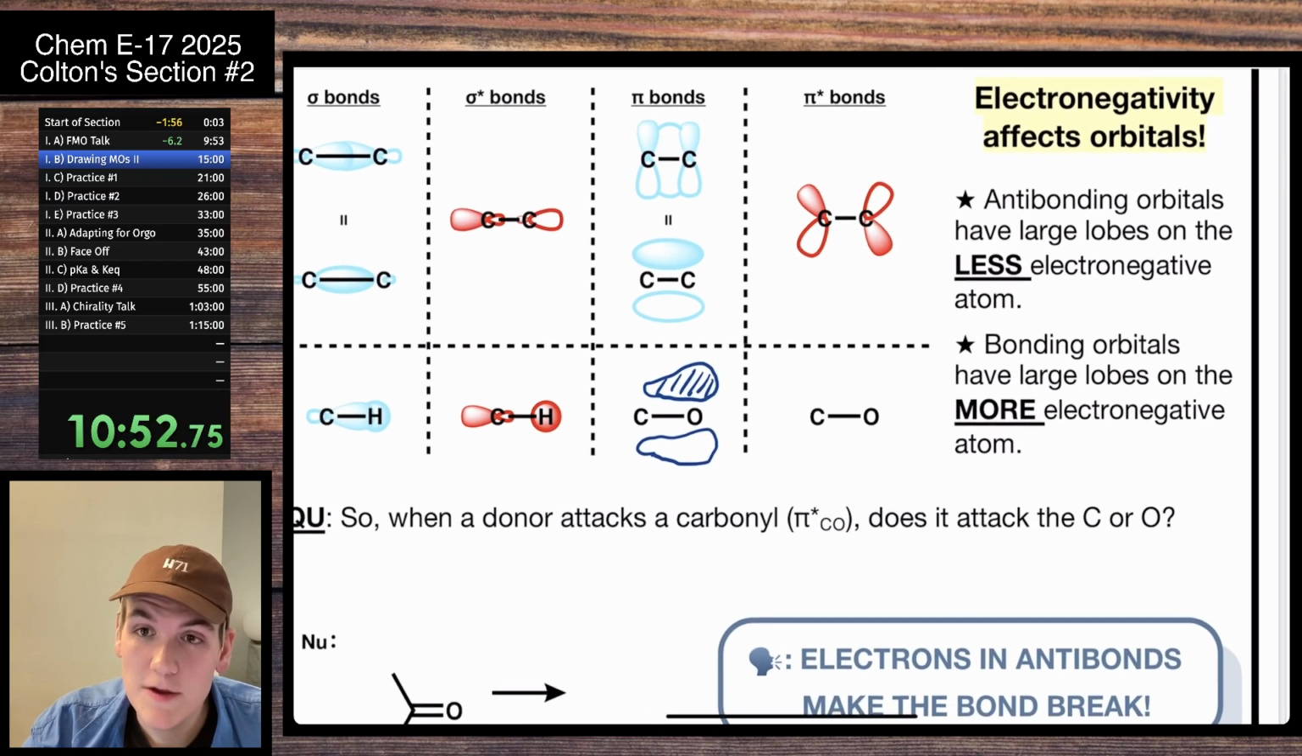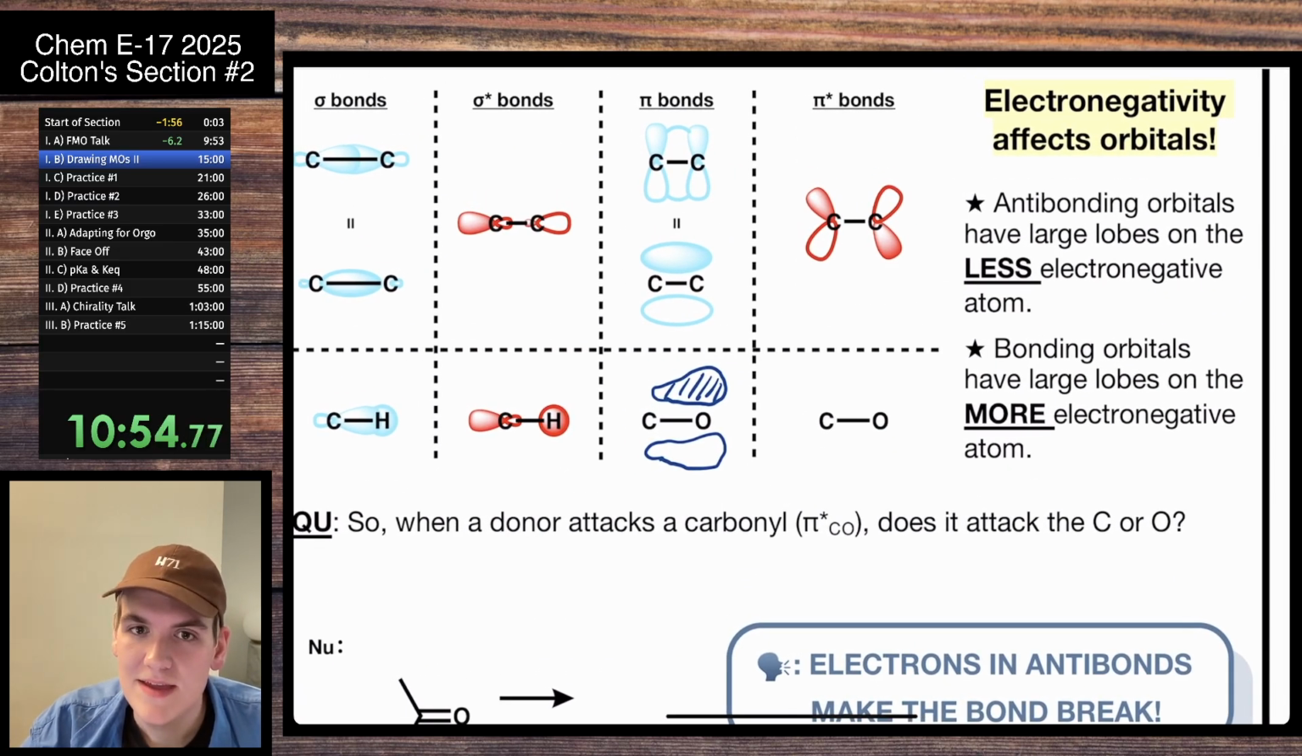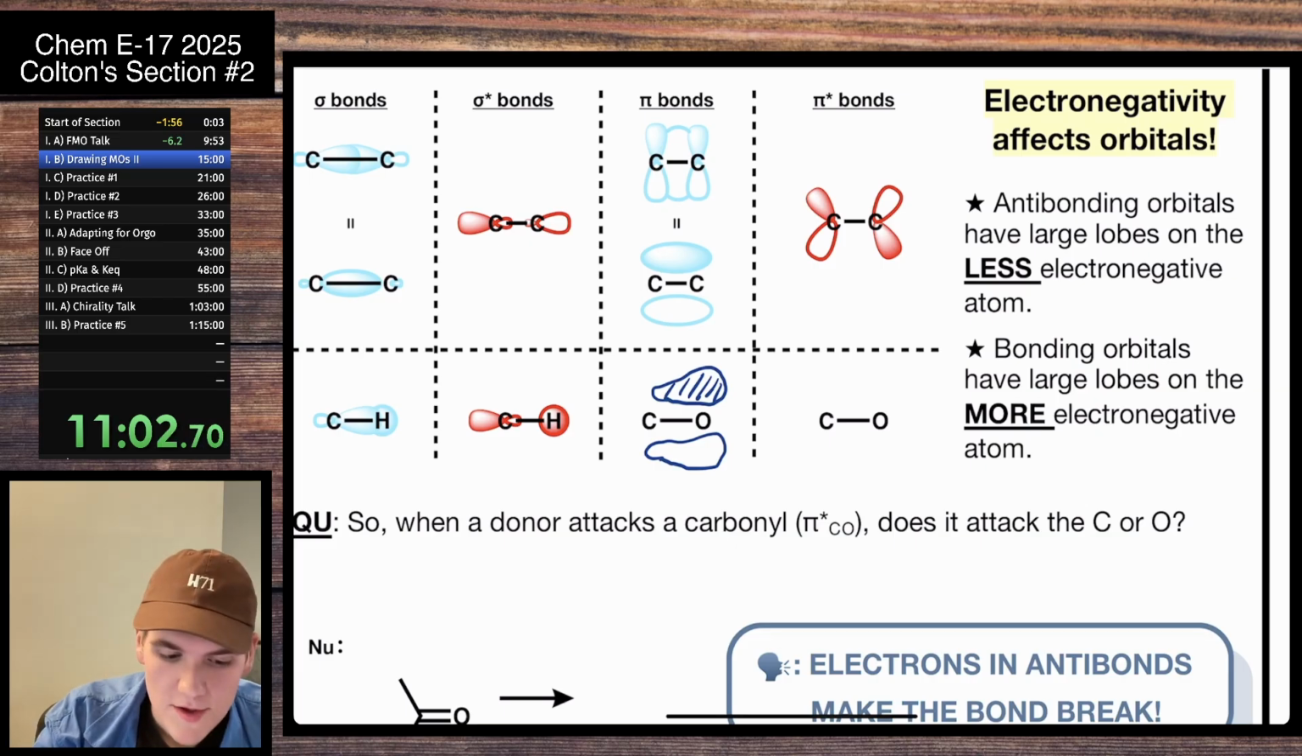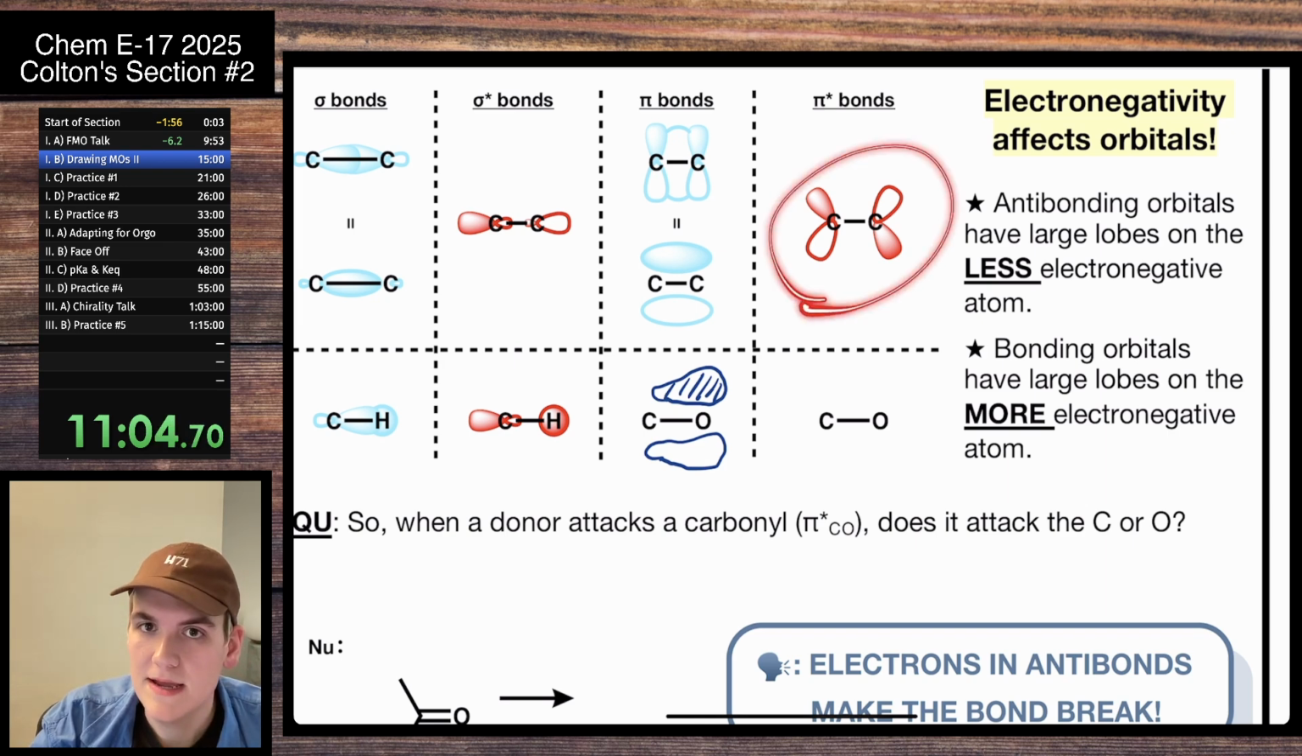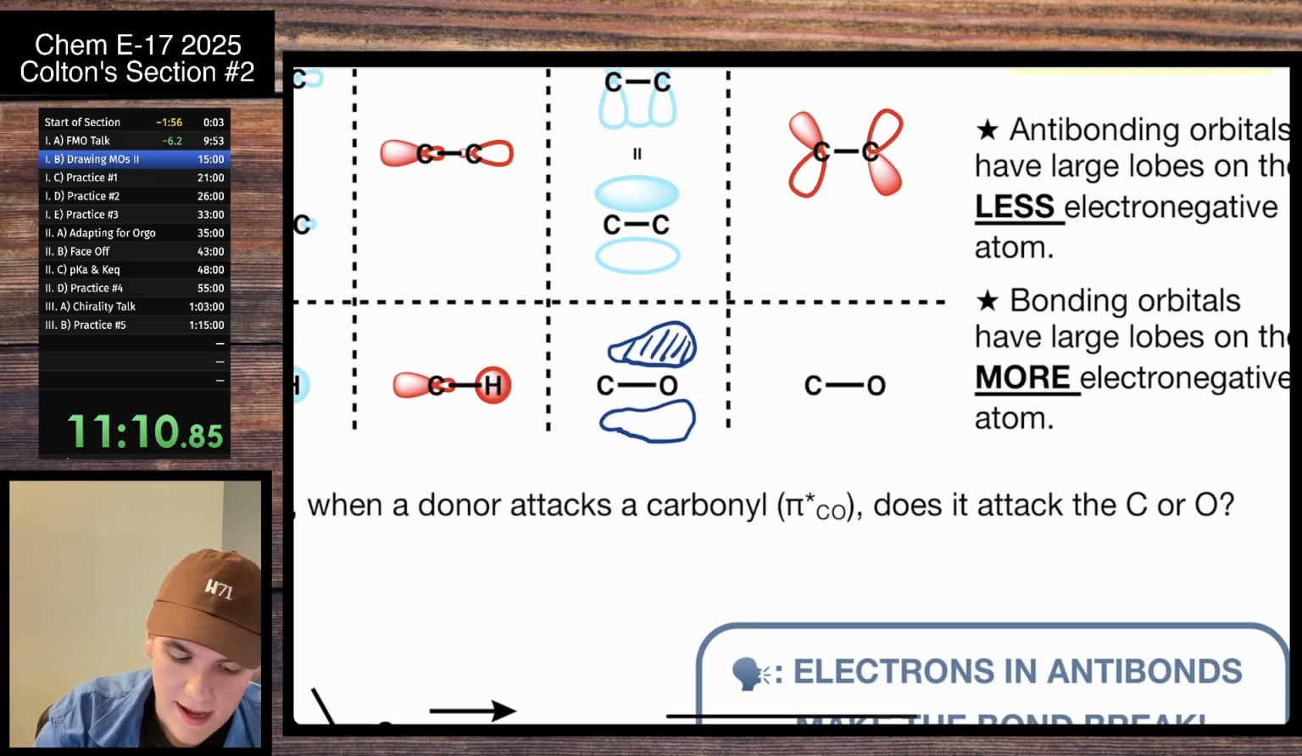The thing that's weirder and not as intuitive is that, to balance that out, the antibonding orbital is going to have larger lobes on the less electronegative atom. So this is what it looked like for the antibonding when it was nonpolar, just even carbon-carbon. But now, if it is polar, we are going to have these be much larger than these.